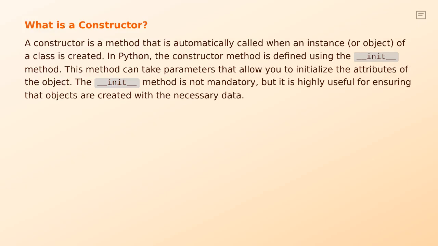This section covers what's a constructor. A constructor is a method that's automatically called when an instance or object of a class is created. In Python, the constructor method is defined using the __init__ method. This method can take parameters that allow you to initialize the attributes of the object. The __init__ method isn't mandatory, but it's highly useful for ensuring that objects are created with the necessary data.